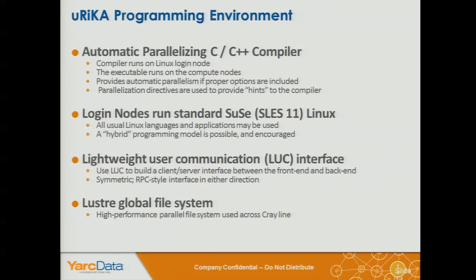But for direct communication between the front end and back end, you typically have to use LUC. It is not automatically parallel. The Lustre file system is automatically parallel, of course, but LUC is not innately parallel. You can manually use multiple LUC requests. And then, of course, the Lustre global file system is automatically parallel, and it's the same one that we use on all the rest of our machines. So that's basically the tools you have to work with.